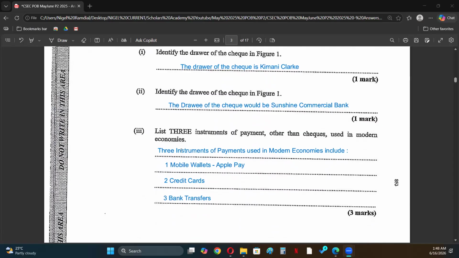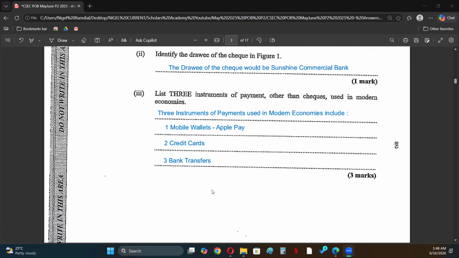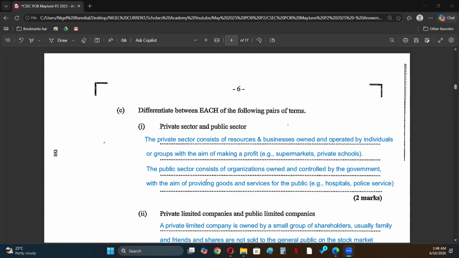Now, coming down, part 3, list 3 instruments of payment other than checks used in modern economies. Right, guys? 3 instruments of payment used in modern economies include mobile wallets, credit cards, and even bank transfers. Great job. Moving on to part C. Differentiate between each of the following pairs of terms. Now, when you guys see the word differentiate, it simply means that you would have to state the difference. Private sector and public sector.